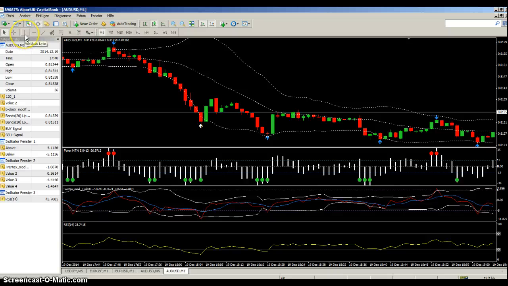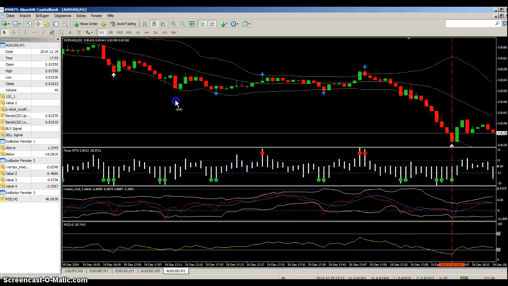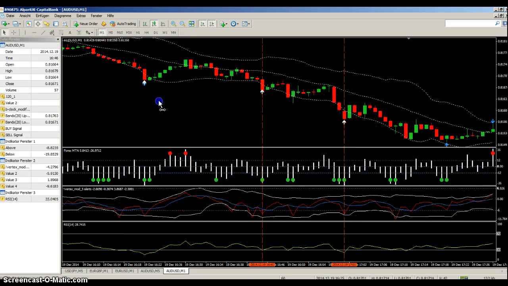Here we have another signal. As you can see, all criteria are fulfilled, and we have a nice winning signal. Same here, nice winning signal. Same here, winning signal.